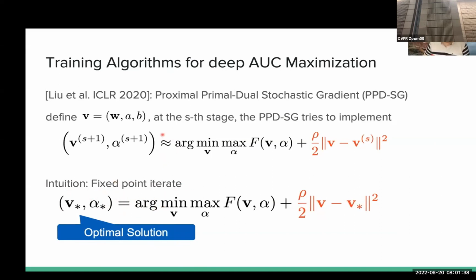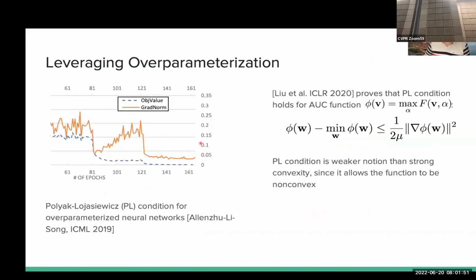The remaining part is how we can implement the approximately equal. That's the remaining problem. We want to use some structure of deep learning to accelerate the training in this step. The way to accelerate training is that they leverage over-parameterization. There is a paper by Zeyuan Allen-Zhu, Yuanzhi Li, and Zhao Song, which shows this in deep learning training.